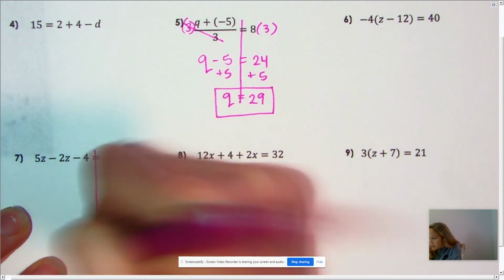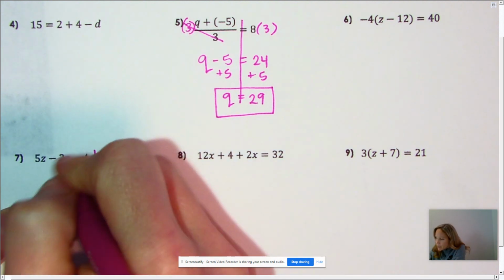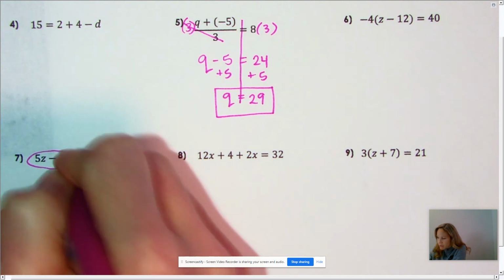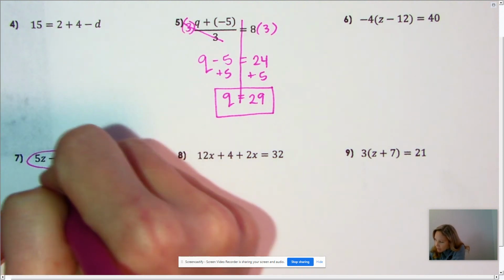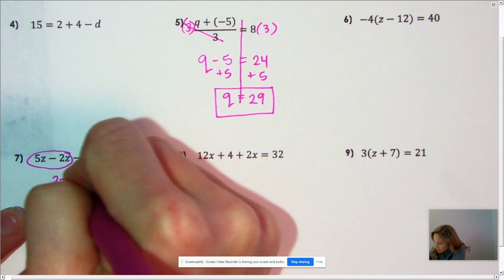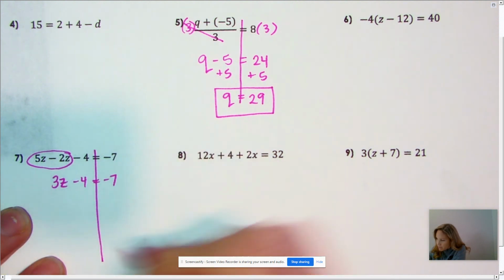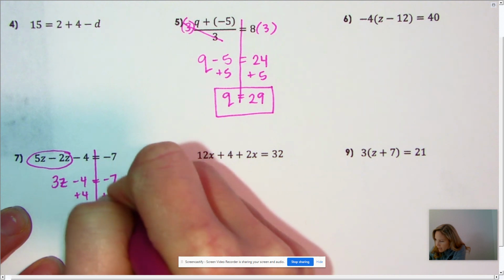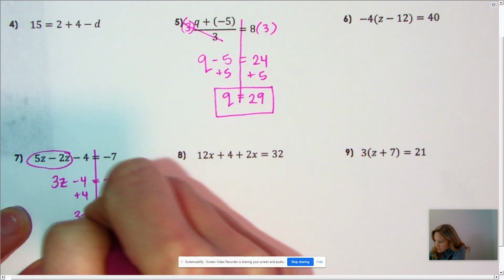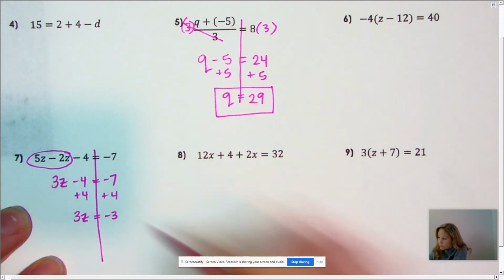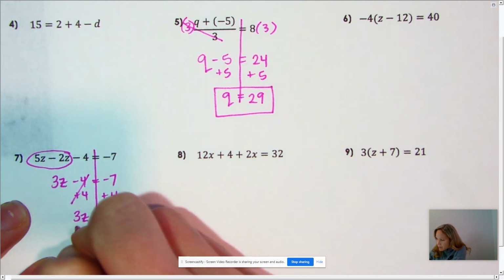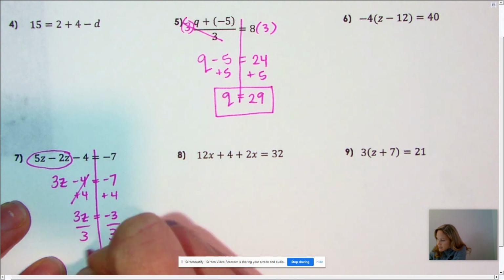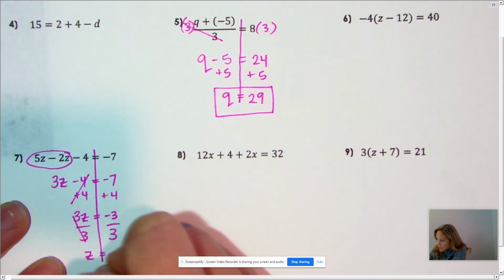Question number 7. I'm going to combine my like terms first. So I'm gonna say if I've got 5 z's and I'm taking away 2 of them, I have 3 z's. Minus 4 equals negative 7. So I'm gonna add 4 to both sides. So I have 3z is equal to negative 3. That one canceled. And then I'm gonna divide by 3 on both sides. So I get z is equal to negative 1.